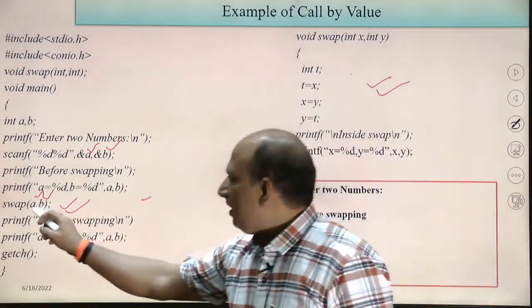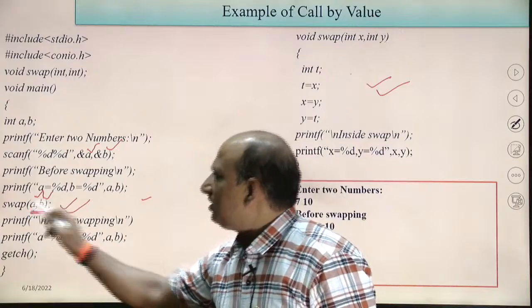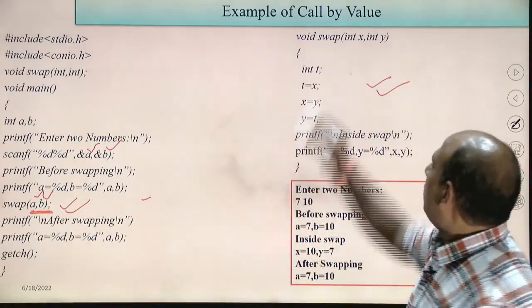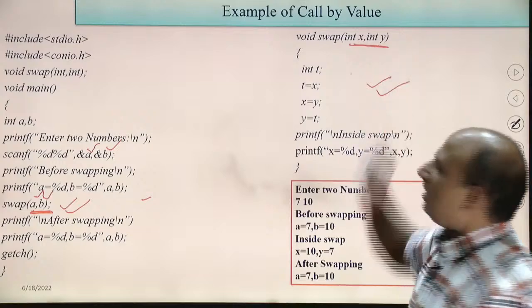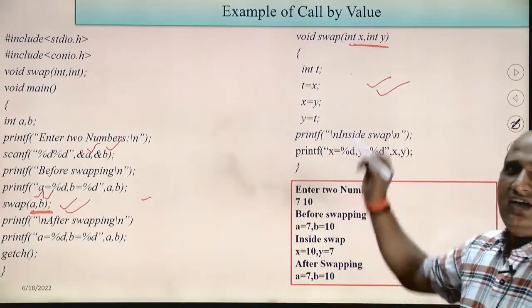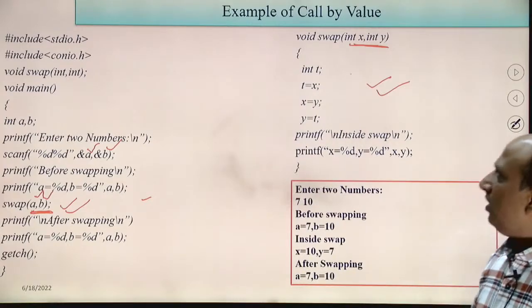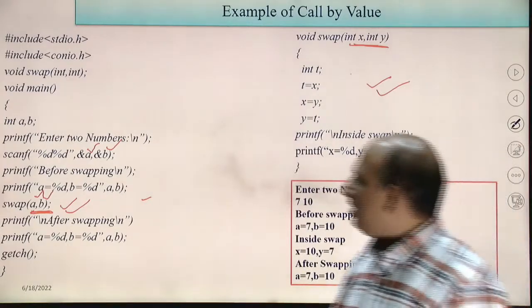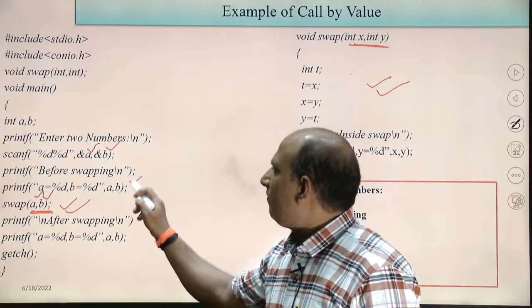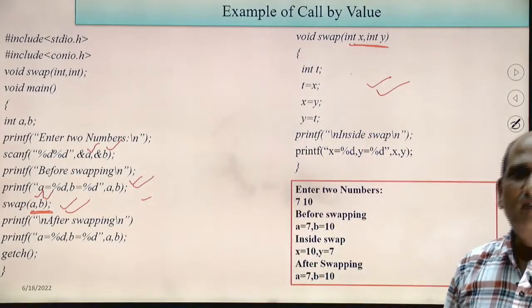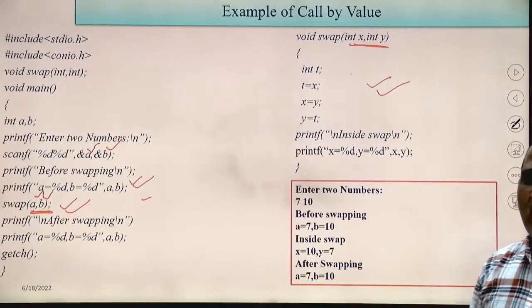The values of a and b, the values of the actual parameters, will be copied to the formal parameters x and y, and it will swap those formal parameters. So it will not change the actual values of a and b.